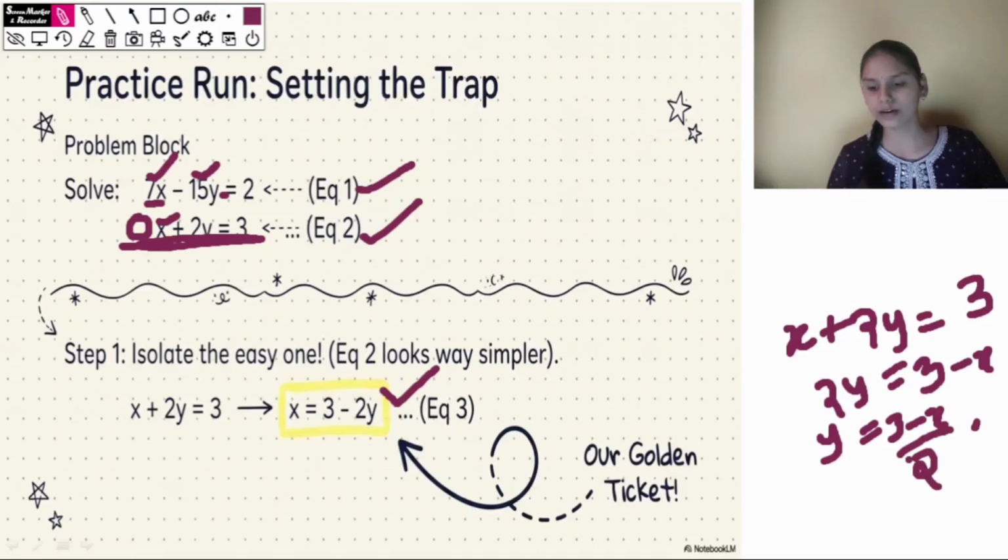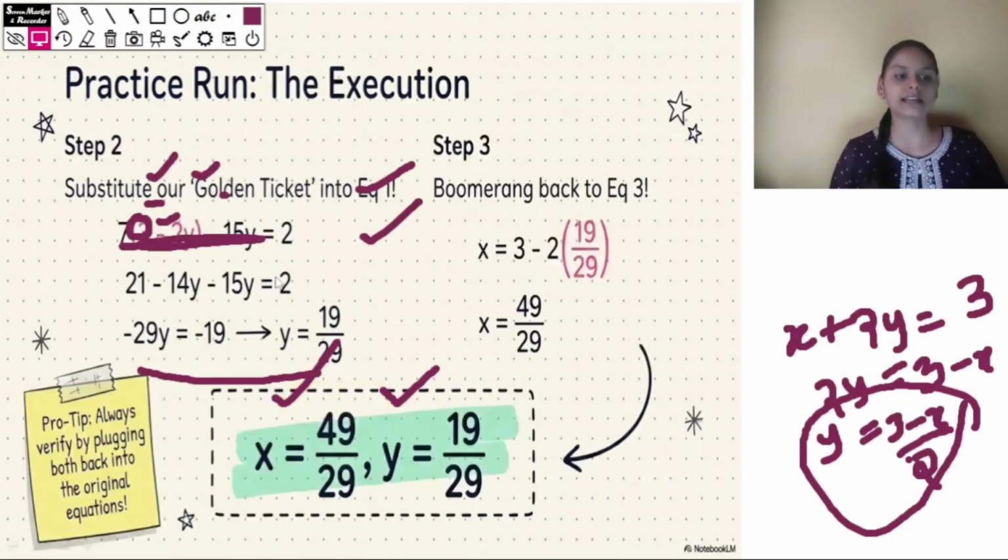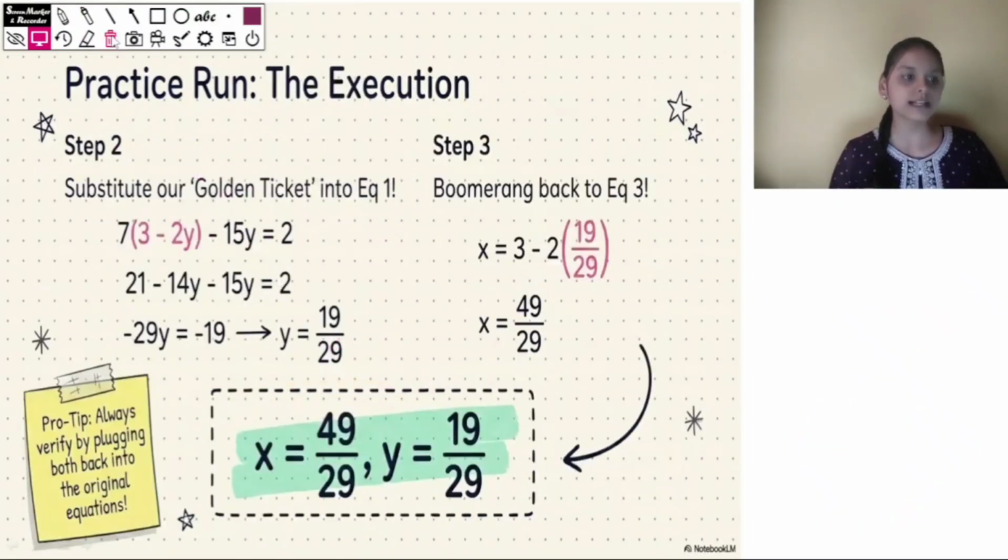So this looks very weird, isn't it? Scary sometimes. That is why, if I substitute in terms of x, it looks easier. So that is why I told you to isolate the easy one. Take one easier equation and isolate that. Now, what should you do in the next step? See, step 2: substitute our golden ticket.